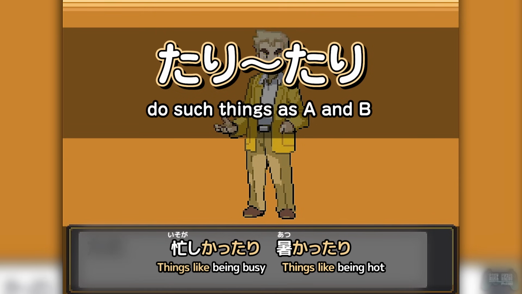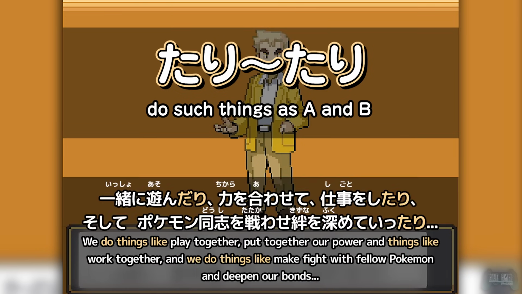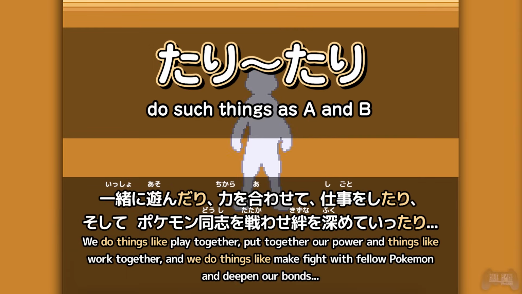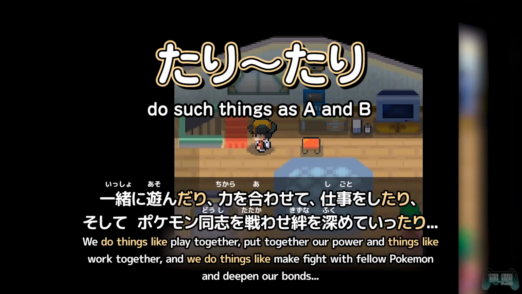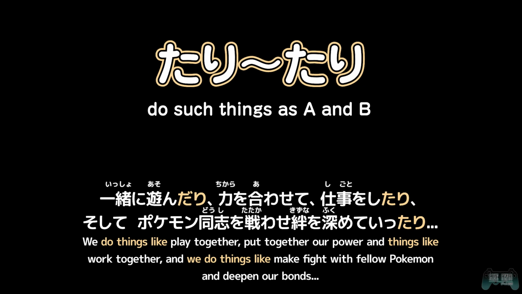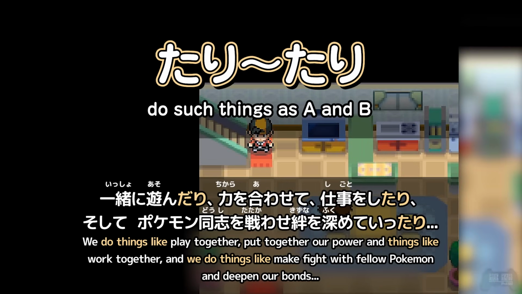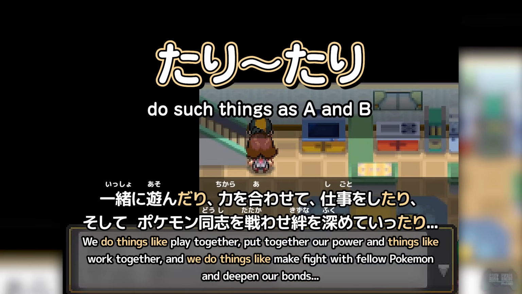So in this example from Pokemon Heart Gold, we can see it being used numerous times in one sentence. So Professor Oak is listing all of these different things that we can do with Pokemon. Issho ni asondari. We can do things like play together. Shigoto o shitari. We do things like work. And even kizuna o fukumete ittari. Do things like go to deepen our bonds.